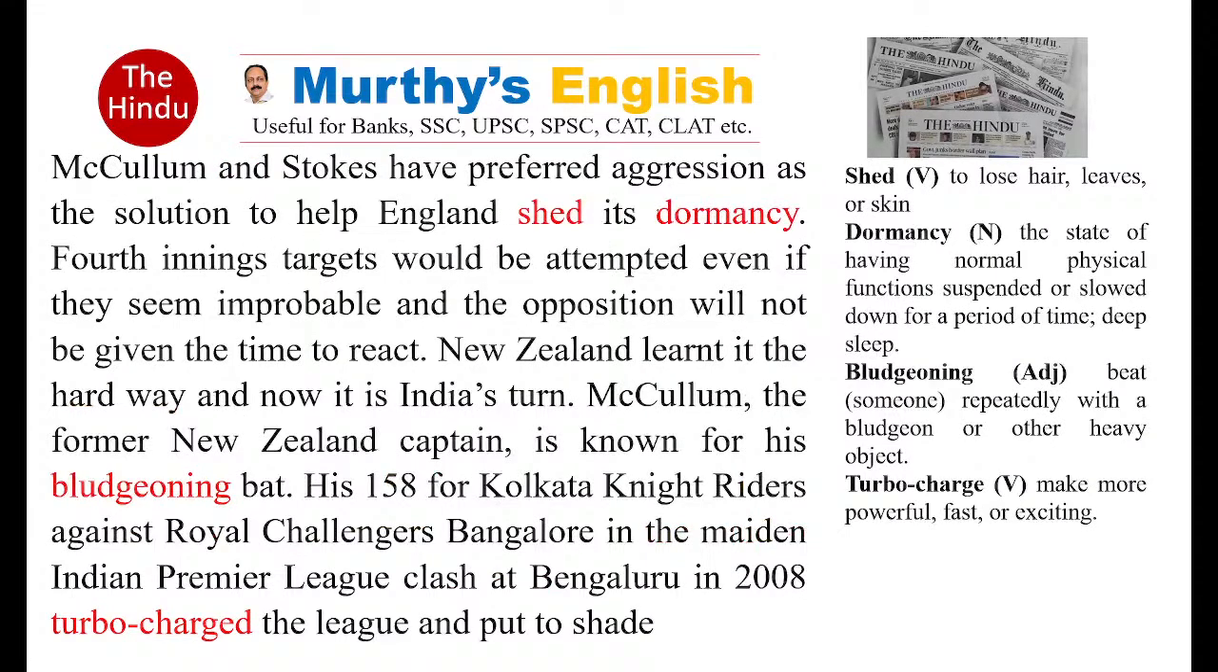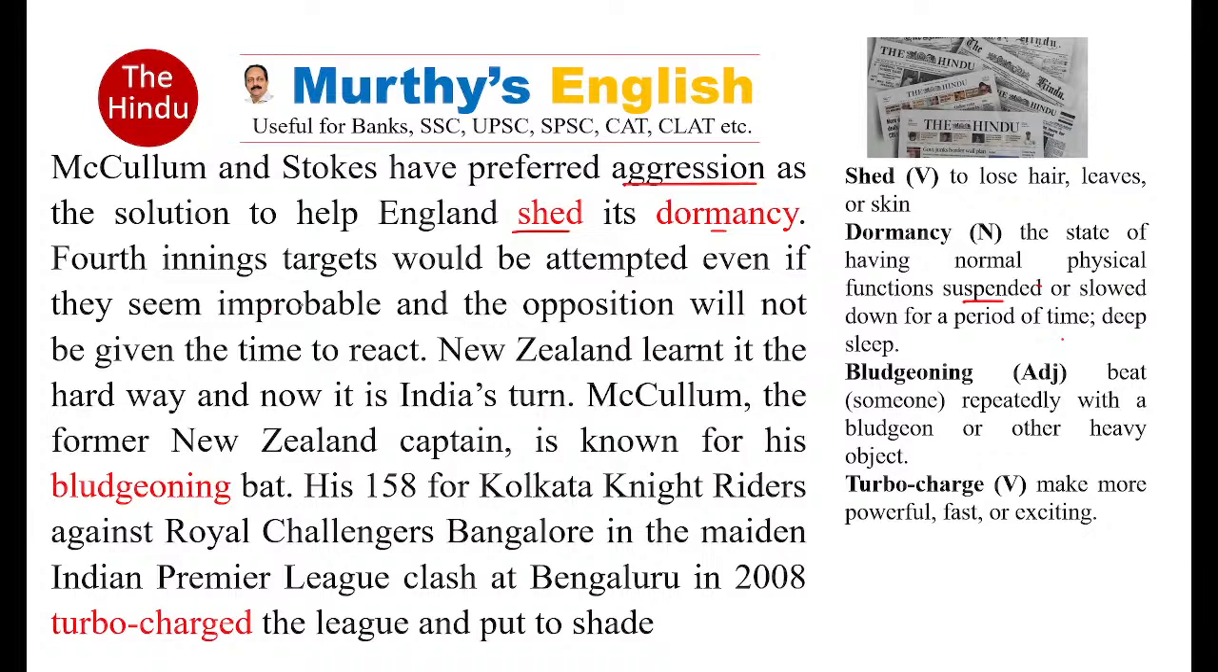McCullum and Stokes have preferred aggression, aggressive, ready to attack, as a solution to help England shed its dormancy. There are two words over here. One is shed, means to leave something, to drop something, to lose something. And in this context, to shed what? Dormancy. Dormancy actually goes with biology. It is a science term. A period of inactivity, the state of having normal physical functions suspended or slowed down for a period of time, deep sleep. Here, what does it mean? Dormancy means no accomplishment, no achievement, no victories, inactive.